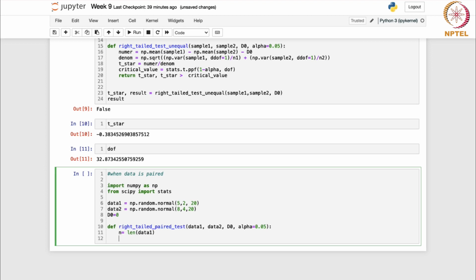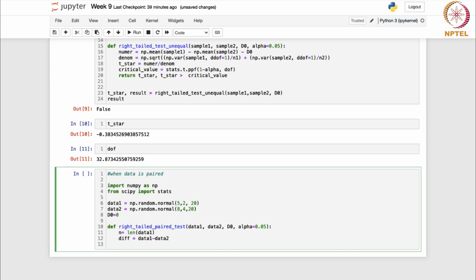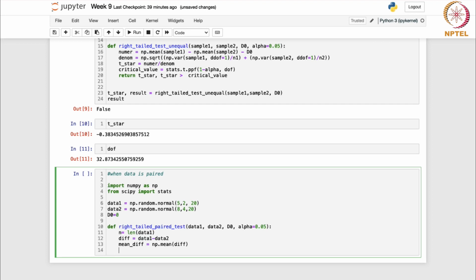Now we can calculate the differences, because here if these are your xi's and these are your yi's, you calculate the corresponding differences, that is di's. So xi minus yi. For that, let me mention differences as data 1 minus data 2. Then you calculate d bar and sd. So d bar would be the mean of those differences. So let me write mean difference would be np.mean of these differences, and sd would be np.std.